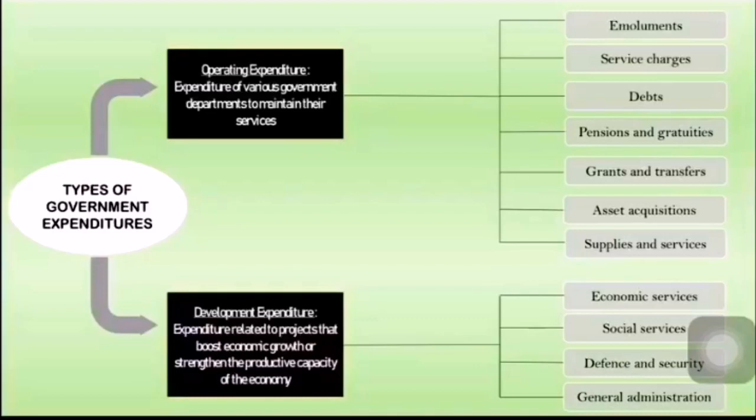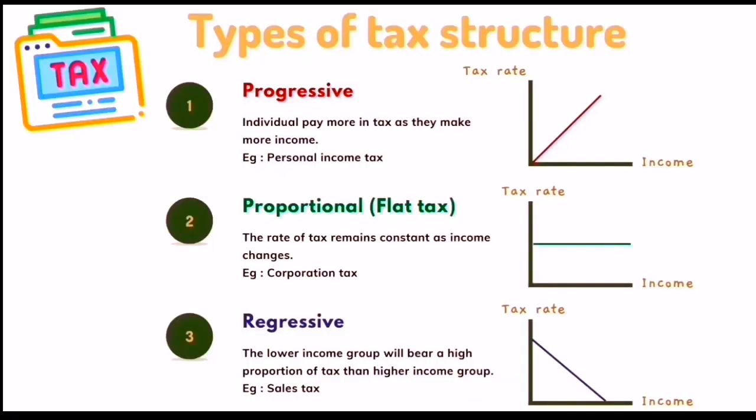In addition, development expenditure refers to expenditure related to projects that boost economic growth or strengthen the productive capacity of the economy. This expenditure is allocated to the security sector such as armed forces, social services such as education, health and housing, and the economic sector such as agriculture and rural development, public utilities, trade and industry, transport and also infrastructural facilities. Types of tax structure.